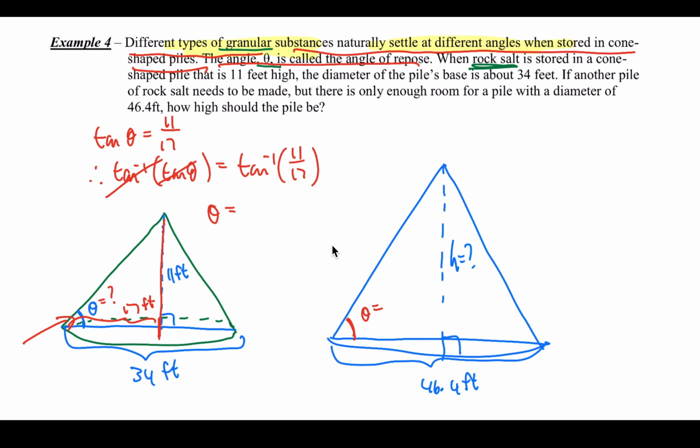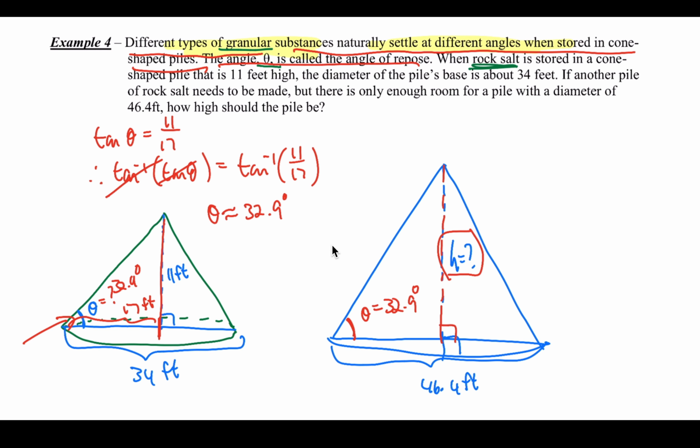And then you get theta is about, if you do that on your calculator, I've done it already, 32.9 degrees. So now I know immediately that this angle of repose is 32.9 degrees, and this one is also 32.9 degrees, because both piles are rock salt. So the angle of repose is the same. Now all I have to do is find h. Well, let's make that same assumption. I really can't do it any other way.